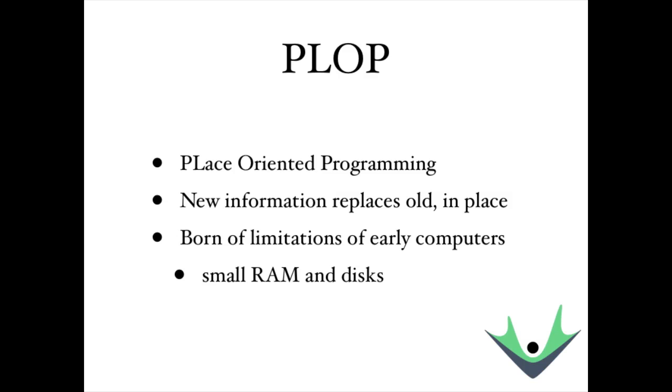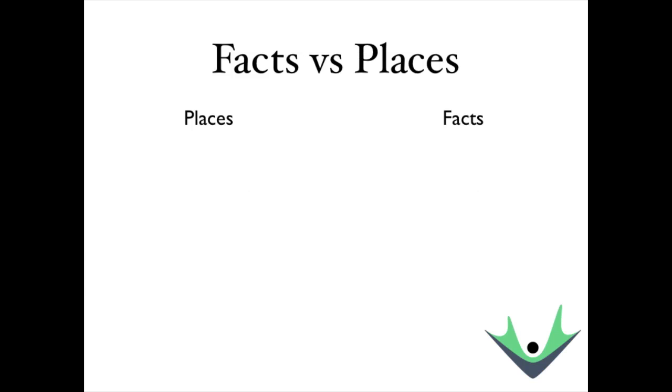They had small amounts of RAM and tiny disks, and of course, they had to reuse those things and almost immediately do so. But in the time since I've been using computers, RAM and disks have increased in capacity 1,000,000-fold. And I think it begs the question as to whether or not we should be taking the same approach to them as we did when they were 1,000,000 times smaller. So let's contrast places with facts, because I think facts are the model we want to use moving forward.